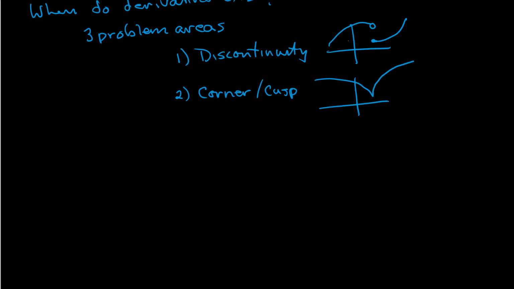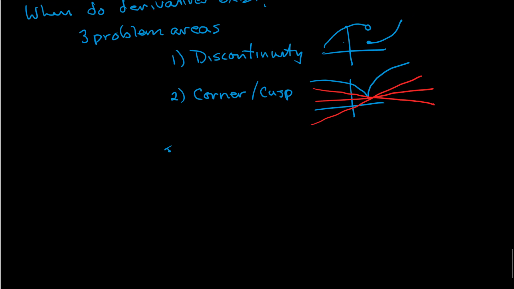Now, the reason a derivative does not exist here is there is not one tangent line. We could draw a line like that. That only touches the graph at one point. We could draw a line like that. That only touches the line at one point. We could draw a line like that. That only touches it at one point. And there are an infinite number of lines that we could draw like that. Okay, so three places where derivatives do not exist. One of them is where you have a discontinuity. The second is where you have a corner or a cusp. And the third location where you do not have a derivative is where you have a vertical tangent line.